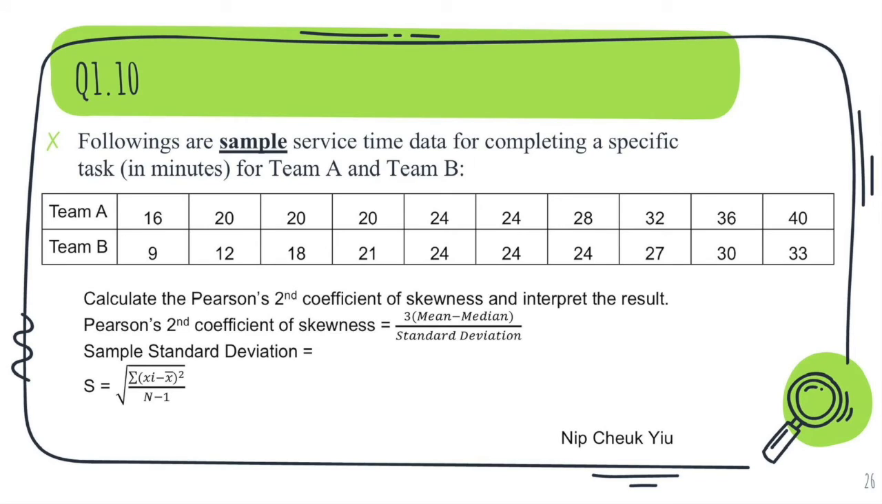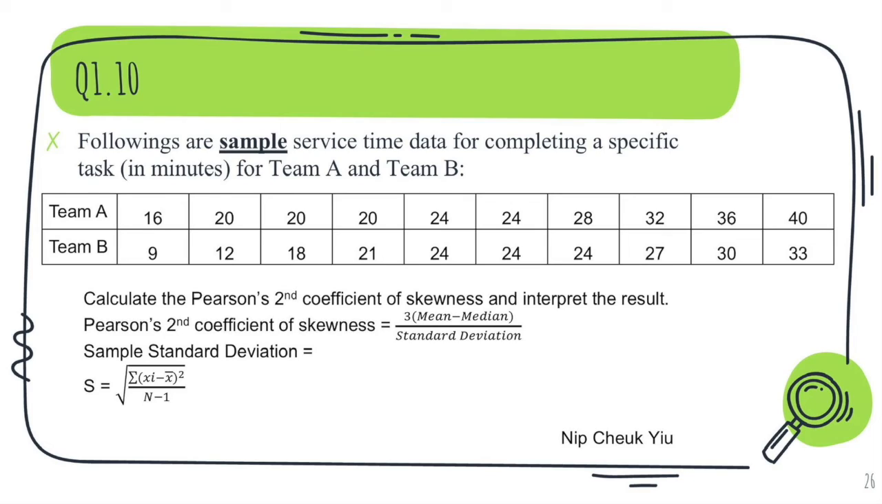Hello, I'm Angus. In the following, I'd like to talk about question Q1.10. It gave us some sample service time data collected for Team A and Team B. Then it asks us to calculate the Pearson second coefficient of skewness and interpret the result. For the equation, the second coefficient of skewness is equal to 3 times the mean minus the median, divided by the standard deviation.